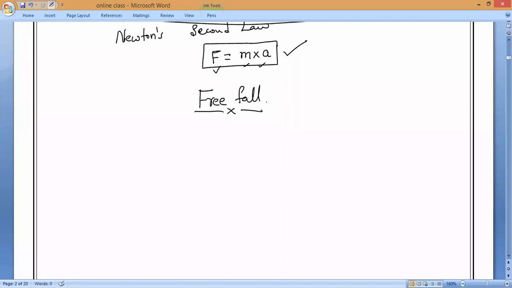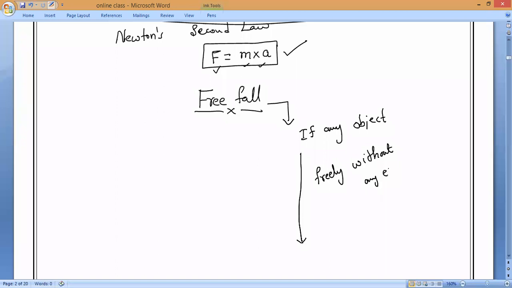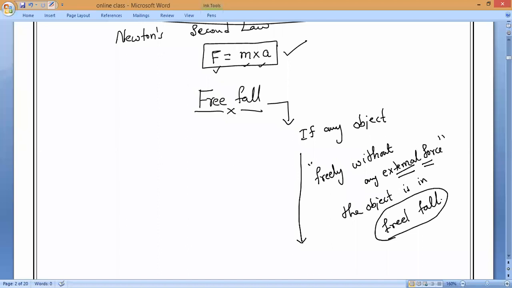Let us understand. First of all, observe free fall. If any object is falling towards the ground freely, without any external force, then the object is said to be in free fall. Do you understand, everybody? If any object is falling downwards without any external force, then that object is said to be in what, guys? Free fall. No external force is acting.